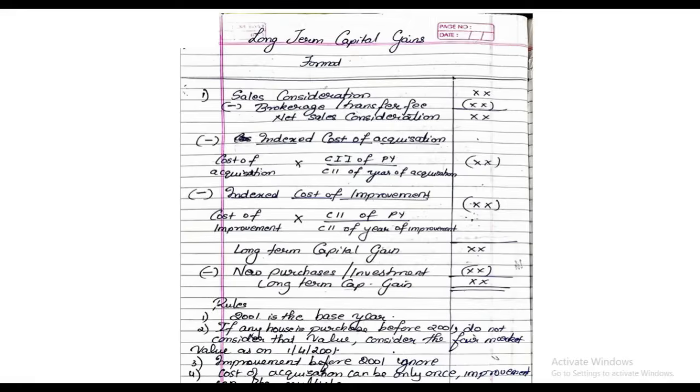The only thing you need to know is the format: sale less cost of acquisition less cost of improvement gives you long-term capital gain. Less new purchase will again give you your final answer as net long-term capital gain. Chalo, now let us see how to use this format in any kind of sum that will be given in the exam.